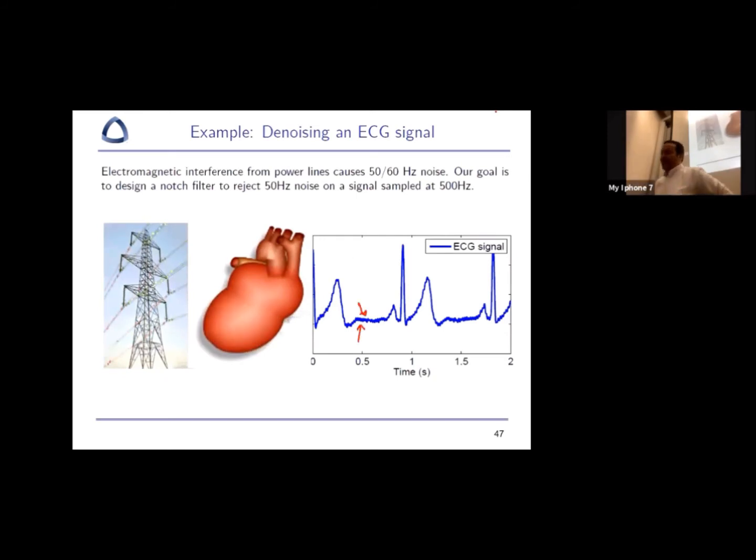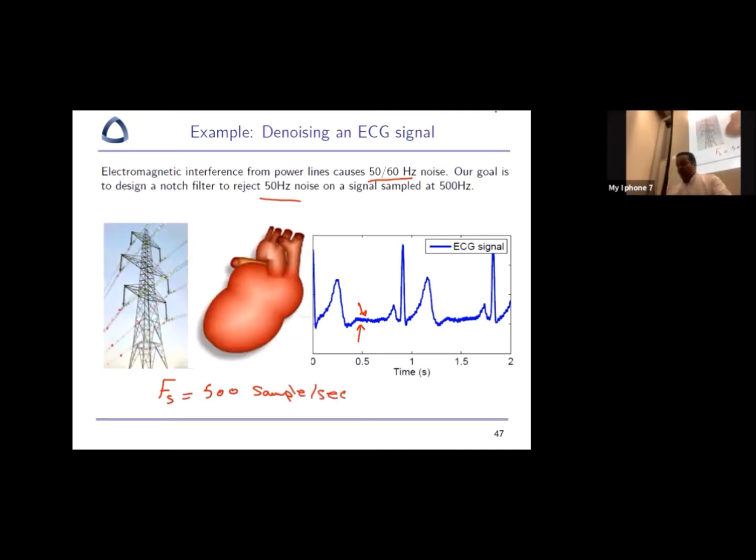And we know that the power lines have a range of frequencies, 50 to 60 hertz. So our goal is to design a notch filter. That means that it will filter out specific frequencies. Let's say that we design it to reject 50 hertz noise on the signal, if the signal is sampled at 500 hertz. Sampling frequency, that's 500 samples per second.